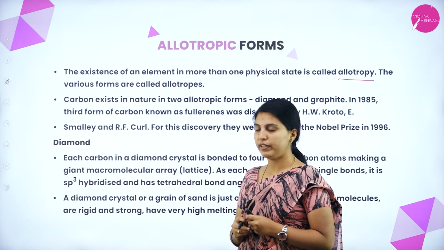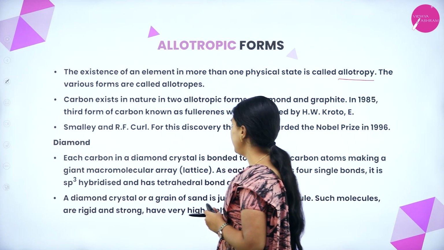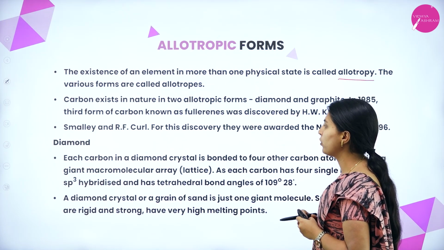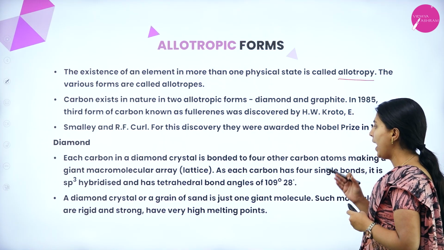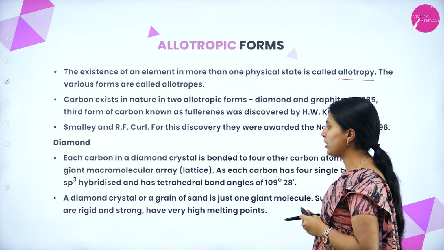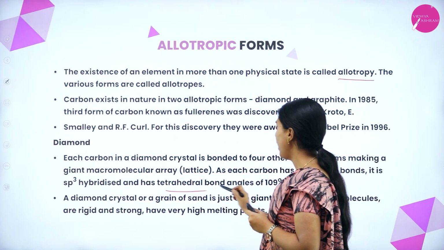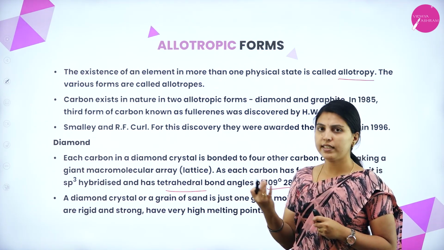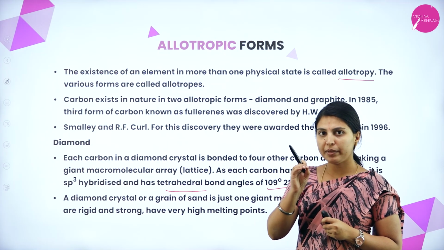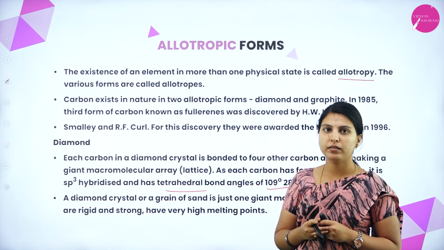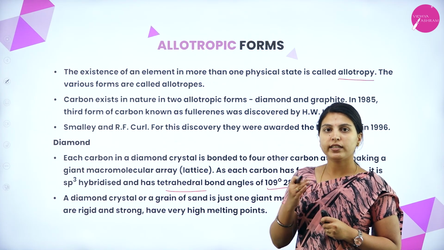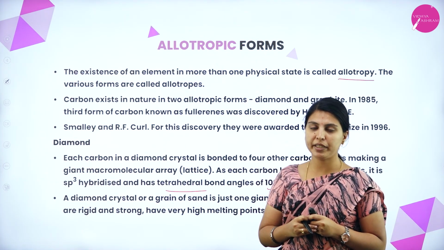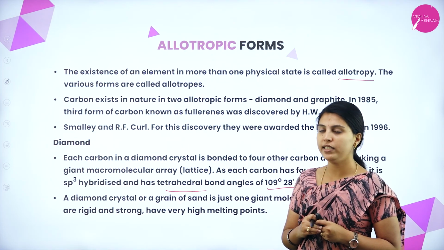First we will see the properties of diamond. Each carbon in a diamond crystal is bonded to 4 other carbon atoms, making a giant macromolecular array or lattice. As each carbon has 4 single bonds, it is sp3 hybridized and has tetrahedral bond angles of 109 degrees 28 minutes. Diamond has a crystal-like structure, and one carbon is attached to 4 other carbons because carbon is tetravalent. Carbon-carbon bonds are very strong, all are single bonds, so it is sp3 hybridized and tetrahedral in structure.